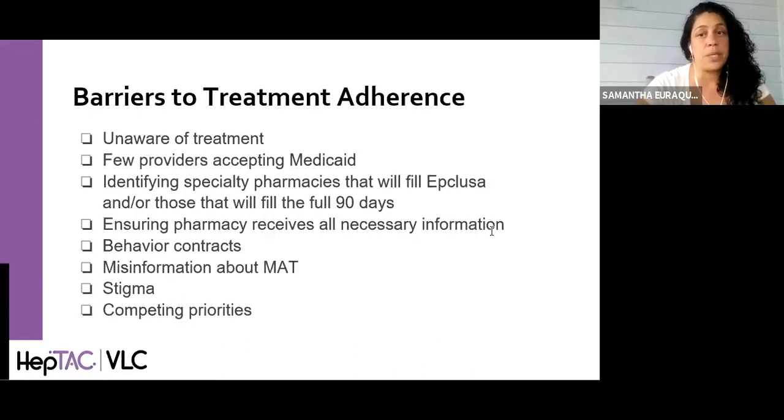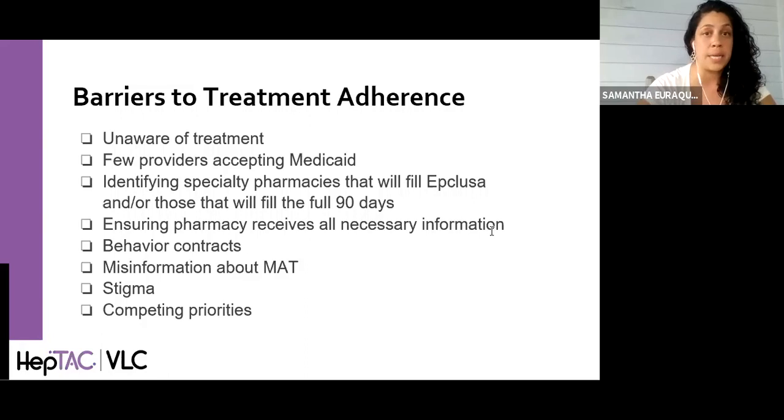Many of the barriers that we see to treatment are that people are unaware that there is treatment, although that is improving steadily. Few providers accepting Medicaid, especially in our rural areas. So really expanding those providers has been important. Identifying specialty pharmacies that will fill Epclusa, because some of them won't keep that available. And so the staff has had to do quite a bit of work with ensuring that the person sort of sticks with it and is able to get their medication.